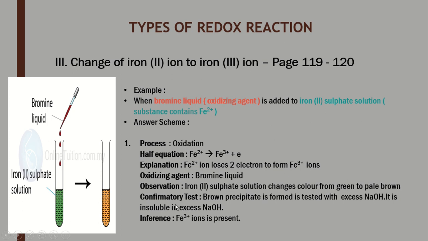Okay, so next there is an additional item for this reaction, which is the confirmatory test, a test to confirm which ion is present in the reaction after the reaction. We already know it will produce Fe3+. So for the confirmatory test of Fe3+, you have learned it during chapter 8 Salt. What is the reagent used to identify Fe3+? The brown precipitate is formed when it is tested with excess NaOH.